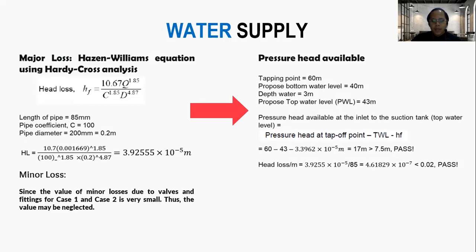To get the pressure head in the inlet suction tank, use the formula: pressure head at the tapping point minus the top level minus the major loss. So we get 70 meter, which exceeds the checking 7.5 meter, which is passed. For the head loss, we also get the value 4.618 × 10 to the power of -7, which doesn't exceed the checking 0.02, which is also passed.